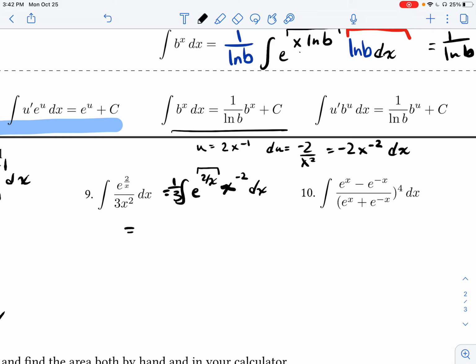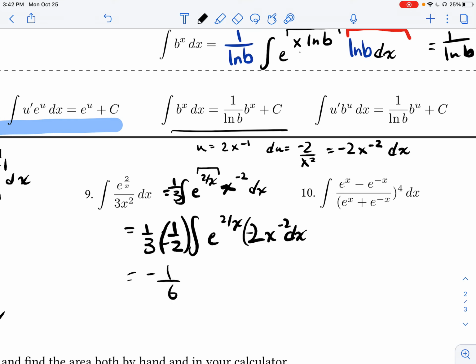So let me write this here. We already have that 1/3. We're going to multiply by that 1/2. E to the 2 over x times 2x to the negative 2 dx. And this comes out to, oh, I apologize. We needed a negative 2, didn't we? Negative 2, which makes this negative 2. All right, so now we can say negative 1/6 e to the 2 over x, all of that plus c. And I realized I never closed my parentheses here. Okay.